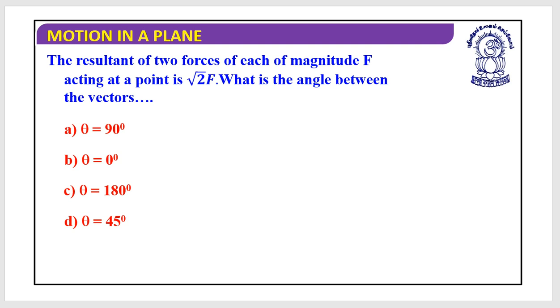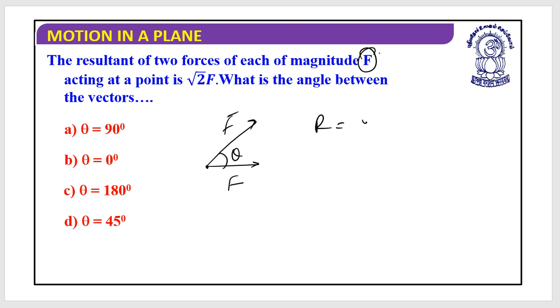What they say is the resultant of two forces, each of magnitude f acting at a point, is root 2 f. What is the angle between the vectors? Yes. So what they say is that one force is f and another force is f. Let's suppose something like this, and this is their angle theta. Both have the same magnitude.